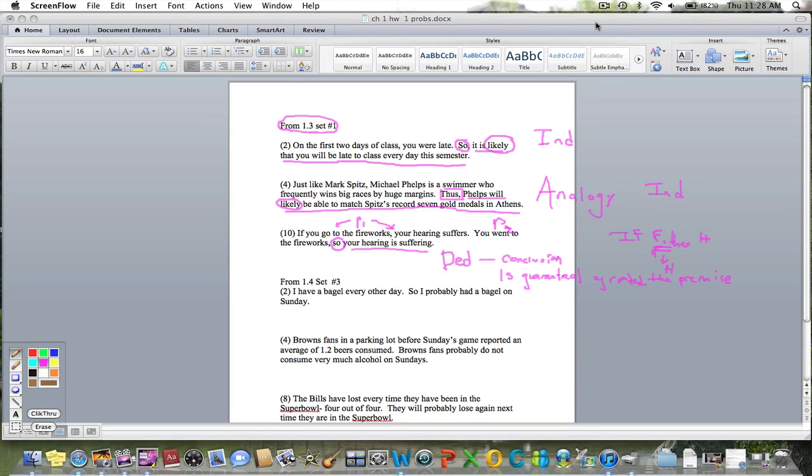Okay, I'm back with some comments on 1.4 set 3, these problems that I chose down here. Number 2 says, I have a bagel every other day, so I probably had a bagel on Sunday.